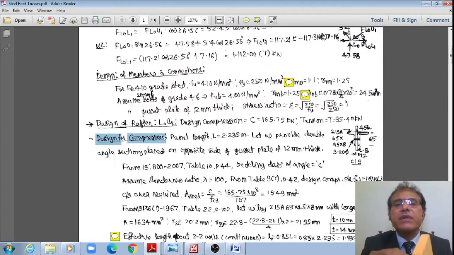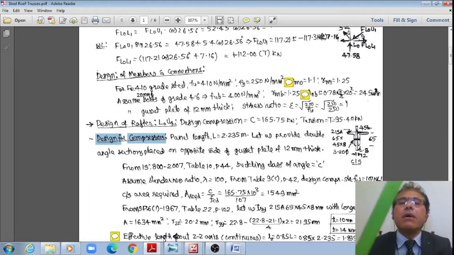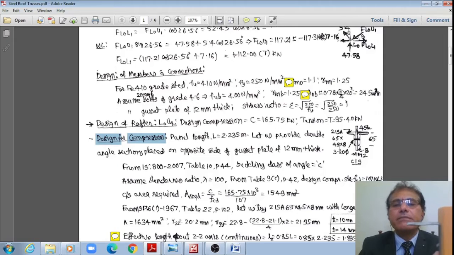Now, out of these two results, generally we will always be designing for compression and making a check for compression, because the design for compression is from the buckling point of view, whereas in tension there will be no buckling, right? Therefore, generally the members will pass in tension if they are passing the compression criteria. With that assumption, I'll now design for compression using these two angles back to back. That is my assumption, right?